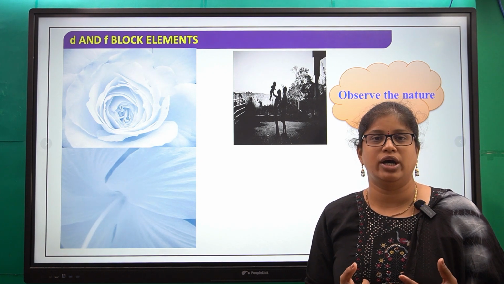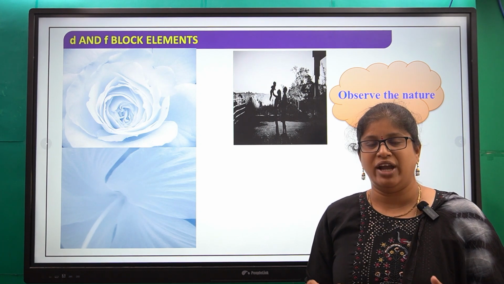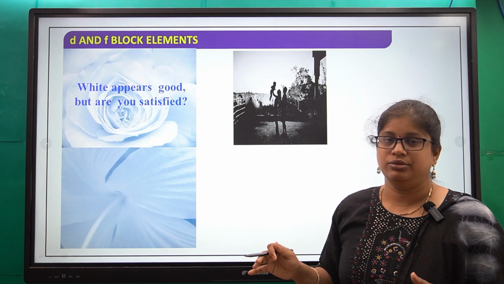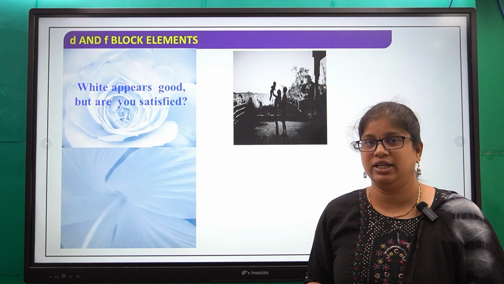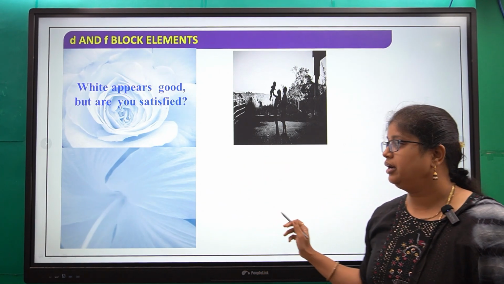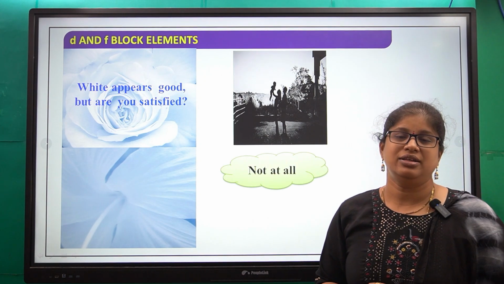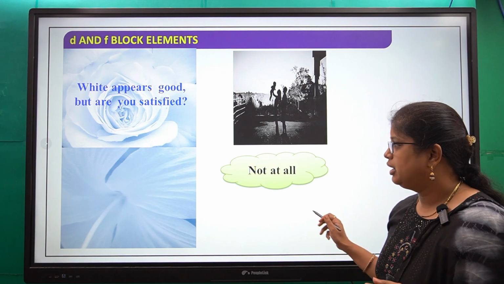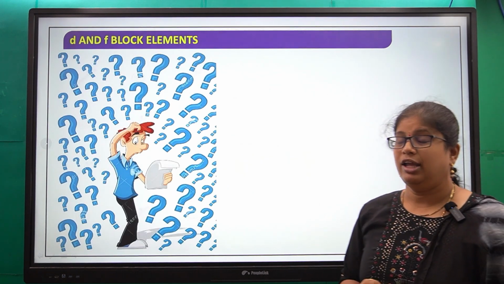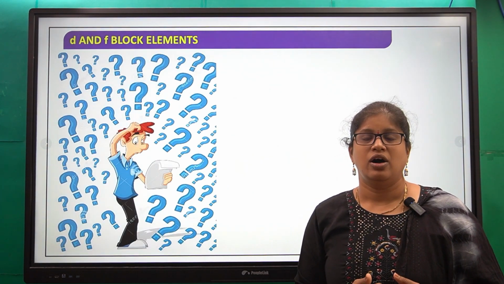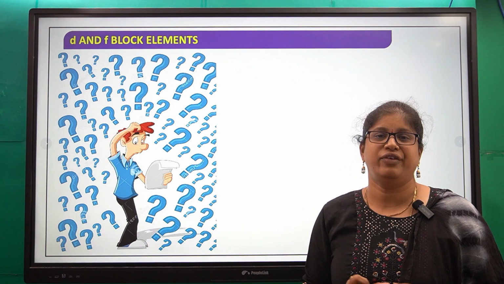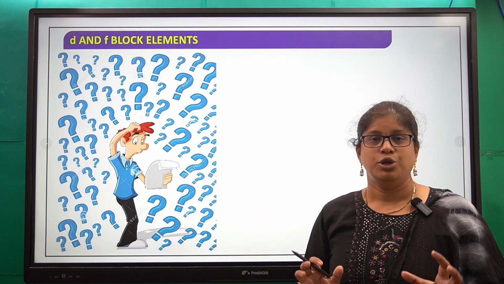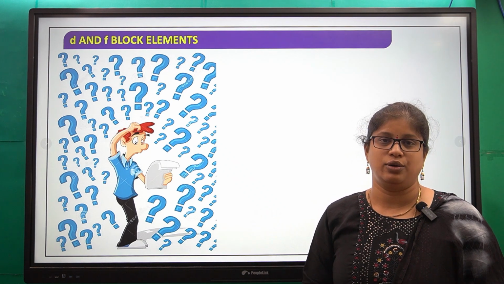and whatever the things we are using, if they are all in white color, how do you feel? Here white appears good, but are you satisfied with that white color? Not at all, right? If all the things are in white color, we are not satisfied, we'll get bored, right? So that's why. But if you observe nature, all the things are in different colors. So if you go outside in the rainy season, you can see the different colors surrounding you, right?